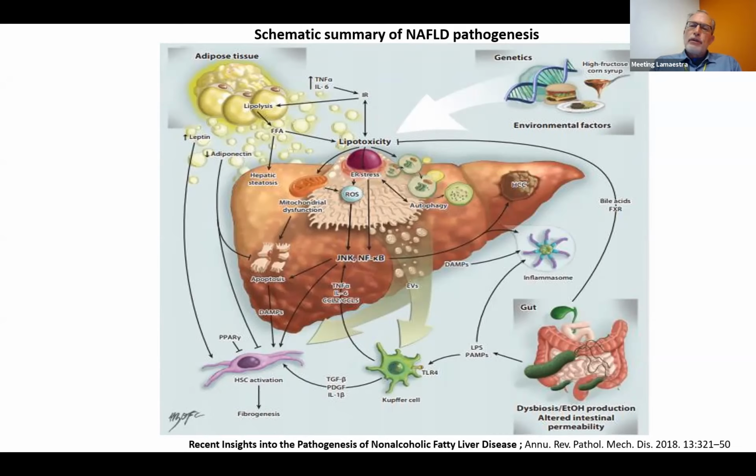Upper right corner, we have genetics mixed with environmental factors. Environmental factors are these high fructose corn syrup sources, plus lots of other sources of simple sugars. Genetics include PNPLA3, HF6, MBOAT, and a number of other genetics. We'll eventually have genetic panels that will help us. Lower right-hand corner, we have the GI tract, dysbiosis, ethanol production locally, altered intestinal permeability.